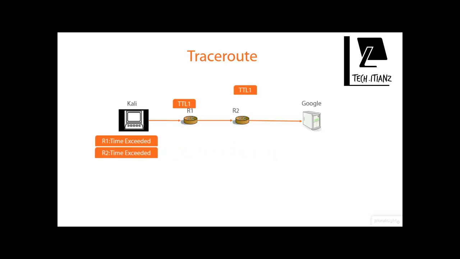Finally, the Kali host will send a TTL 3 probe to R1. R1 will pick it up, decrease it by 1, and then send it to R2. After that, R2 will pick it up, decrease it by 1, and send it to the Google server. When the Google server picks it up, it sends a response back with destination port unreachable. Why? Because most of the time, servers block the packets for this kind of port.